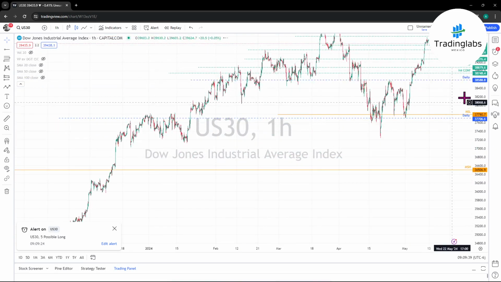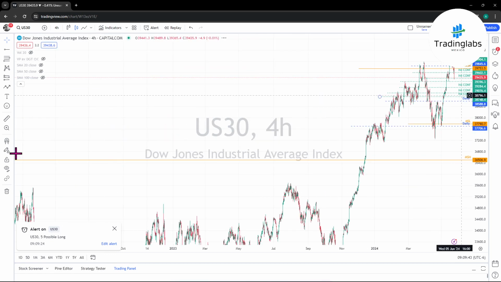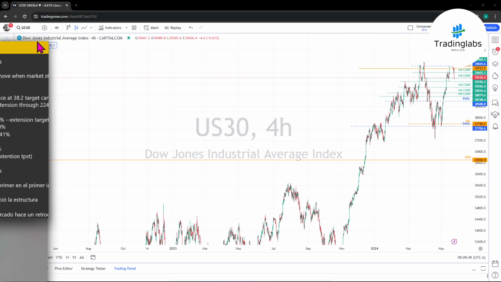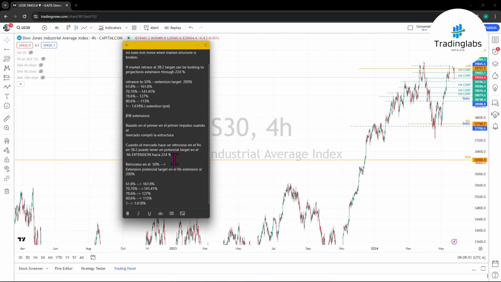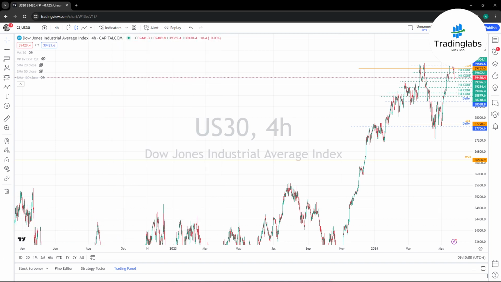For example, we are going to analyze the whole chart. I'm going to show you this. I'm going to use Fibonacci, and here it's in English. You can screenshot when you see the video. I'm going to show you right now.